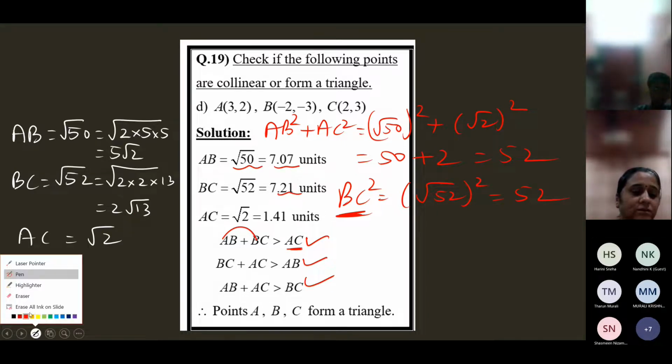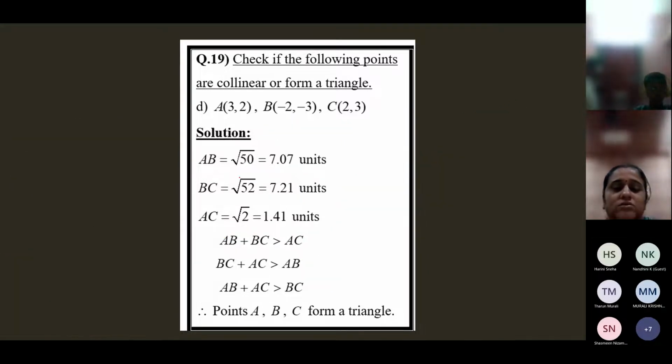Let me explain again. To first show that it forms a triangle, you can see that the sum of any two line segments is not equal to the third one. AB plus BC is not equal to AC. When you add any two line segments, you don't get the third one. So clearly the points are not collinear, which means they have to form a triangle.